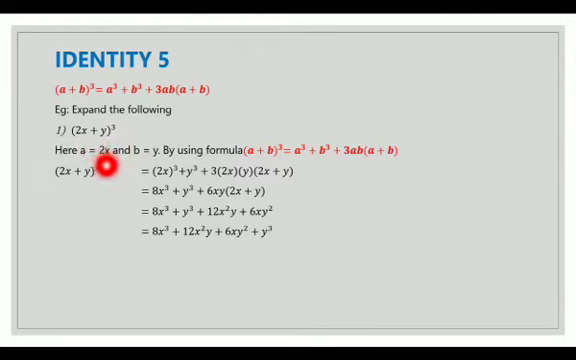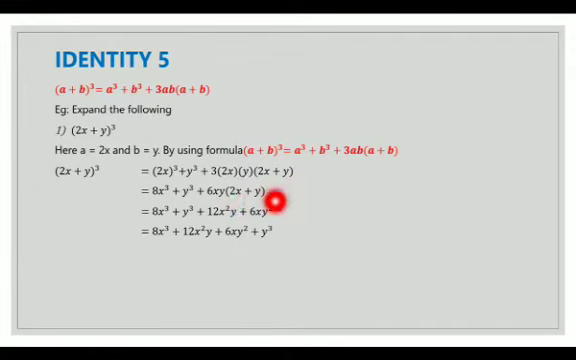So, a is 2x, so (2x)³, plus b is y, so y³, plus 3ab, so 3 in the bracket a, that is 2x, into b, that is y, in the bracket a plus b, so (2x + y). (2x)³ is 8x³, plus y³, plus 3 into 2 is 6, x into y, that is xy, in the bracket (2x + y).